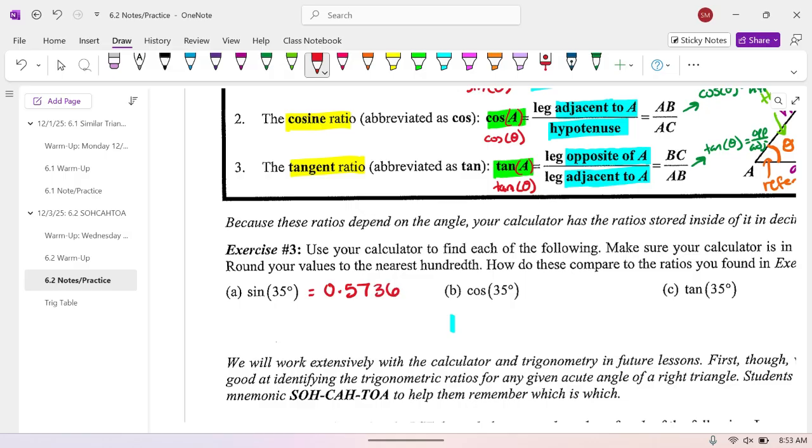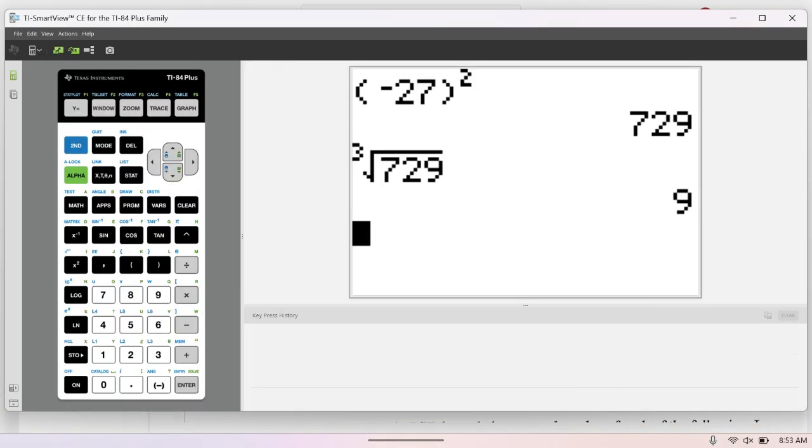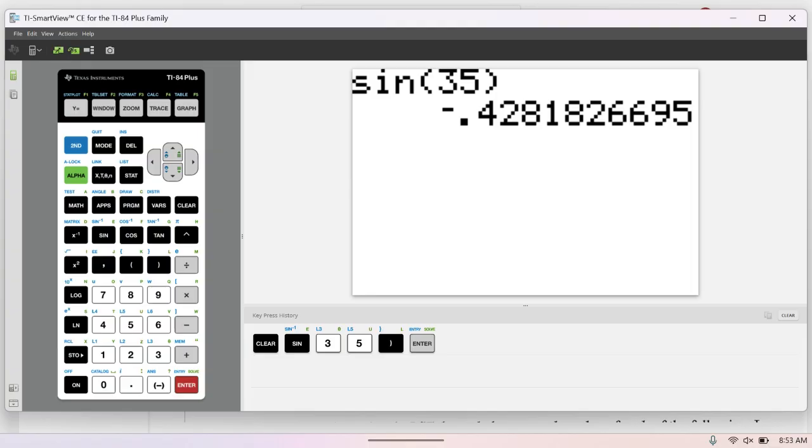Now, let's double check that in our calculator. In my calculator, I'm going to hit my sine key, type in 35 next to it, and close the parentheses. Uh-oh, we don't get that. Here's a life lesson for you guys. This is why we don't get that. It's because your calculator's in the wrong mode.